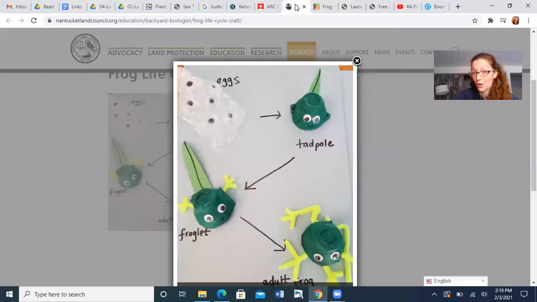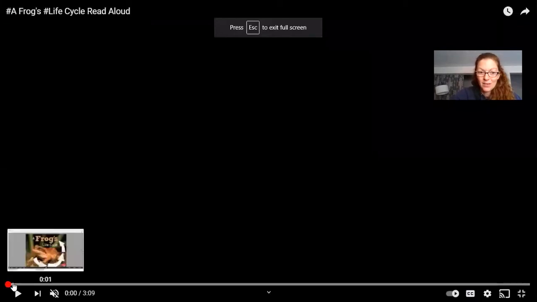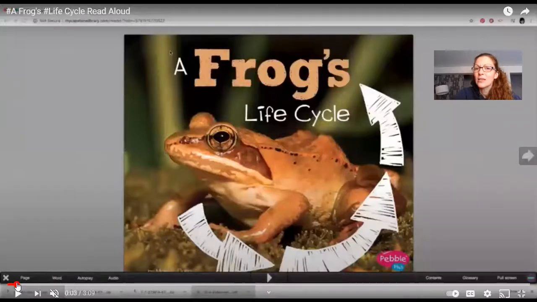So today's animal is going to be one where you are going to have to choose. Oop, did I give you a sneak peek? You're going to have to choose. Does the baby look like the grown up or does it look completely different? Hmm. So today's story is about a frog life cycle. All right. Frog's life cycle. Huh. Let's look at the frog.